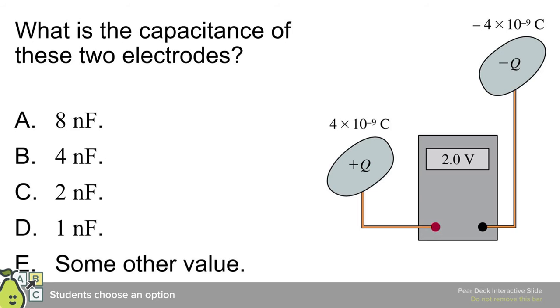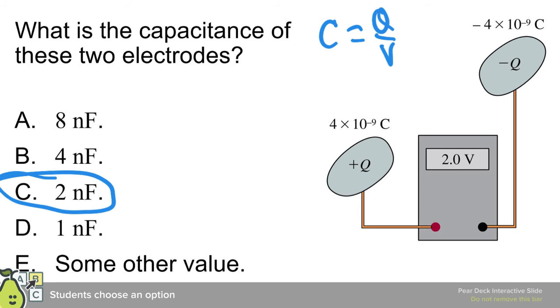All right, what is the capacitance of these two electrodes? Well, capacitance is charge over voltage. So we see we have 4 nanocoulombs divided by 2 volts, which would be 2 nanofarads. That's actually a reasonably sized capacitance.